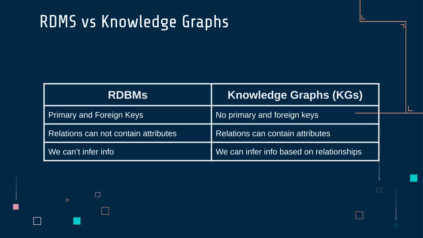We have primary keys and foreign keys in relational database management systems. In a knowledge graph, you don't have primary keys and foreign keys. We have edges instead, which is just the relation between two different nodes. Another difference is that relations in a relational database management system cannot contain attributes, and relations can contain attributes in a knowledge graph.